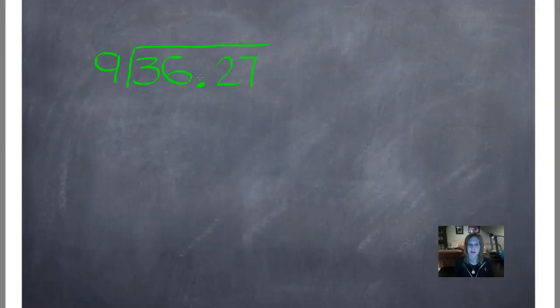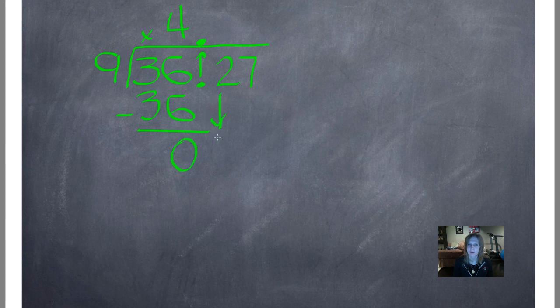Okay, so remember we're going to take our decimals straight up to the roof. And now 9 goes into 3, doesn't. 9 goes into 36 4 times. 9 times 4 is 36. And 36 minus 36 is 0. Bring down my 2. 9 goes into 2. It doesn't. So I'm going to put a 0 here, because once I'm inside the answer, I don't want to just put an X. So I'm going to put a 0 there.